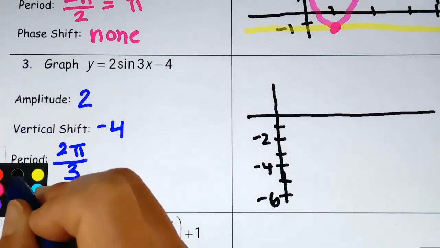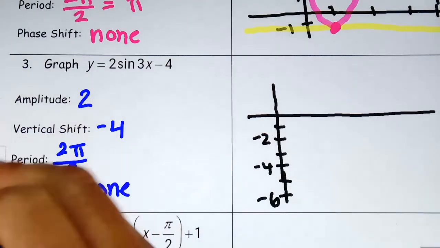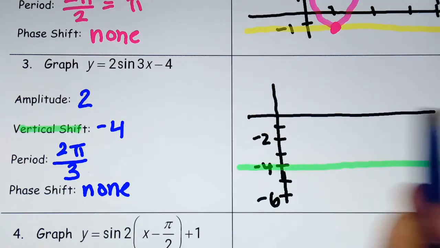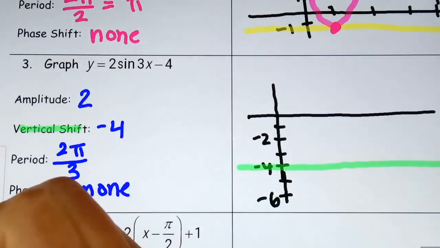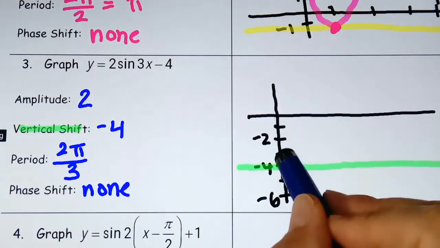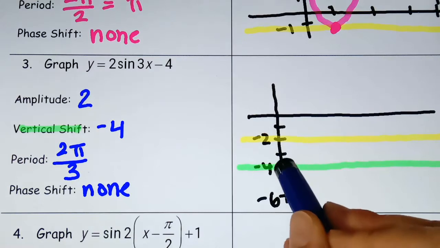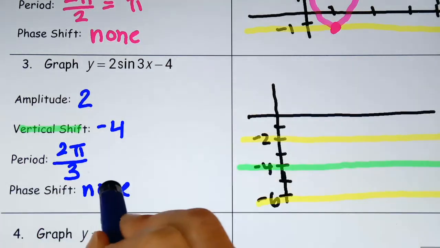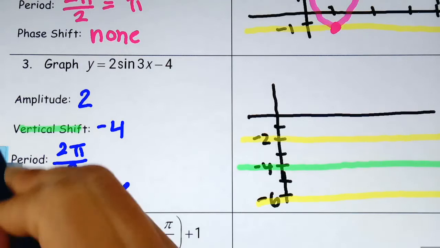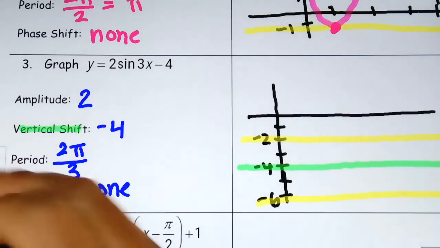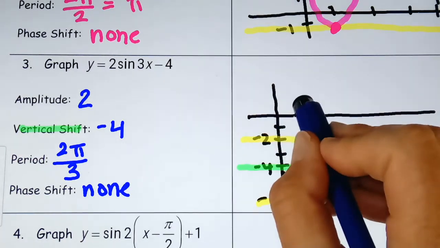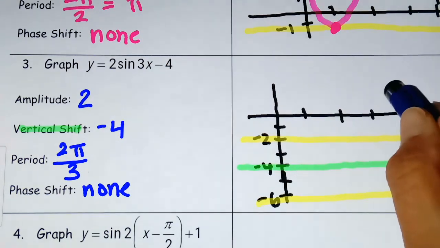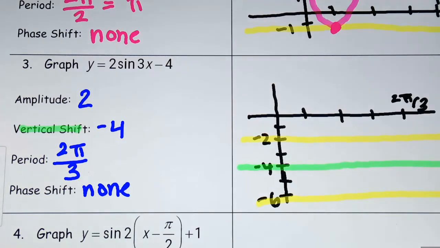Okay. And again, I'm going to draw in my vertical shift, which is right here. That's going to be where my zeros will be. And then because of that amplitude of 2, I'm going to be going 2 above and 2 below. So 1, 2 above. So my high will be here. 1, 2 below. My low will be here. Okay. And I'm going from 0 to 2 pi thirds. Okay. So when I do this, here's my 0. And then I'm going to have, this is 1, 2, 3, 4, again, 5 tick marks. And I'm just going to put the 2 pi thirds here so it's not in the way.